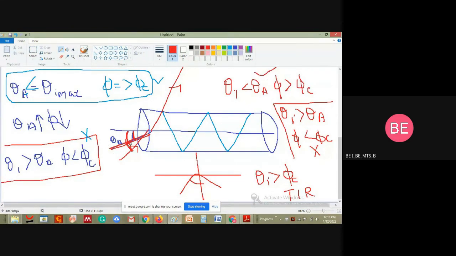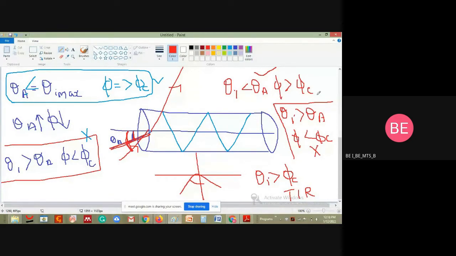Whenever you have the value of this angle of incidence below this theta A, the angle at the core cladding interface will be staying above phi c, so that total internal reflection takes place. So let me define the acceptance angle, or angle of acceptance. Acceptance angle is the maximum angle below which light will be totally internally reflected.